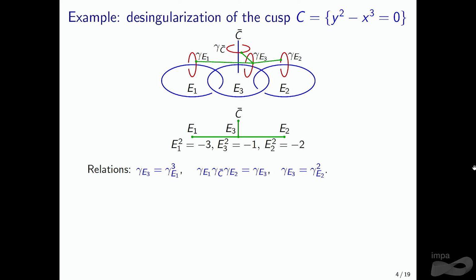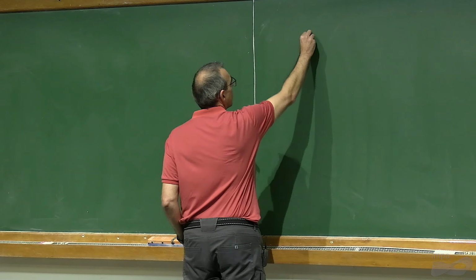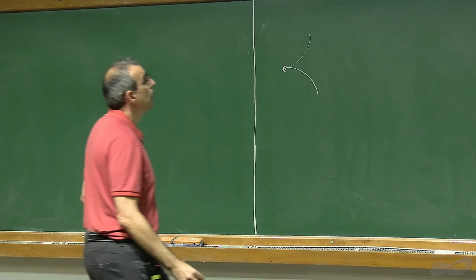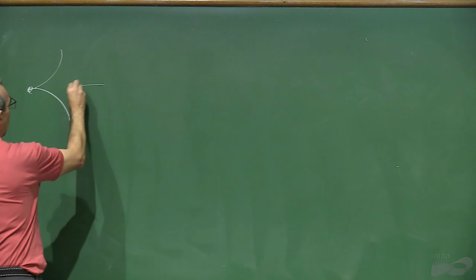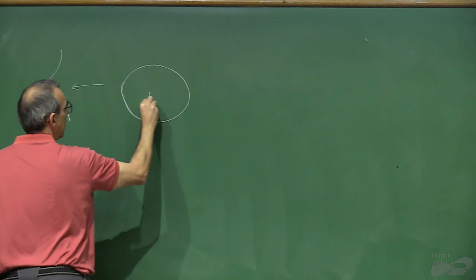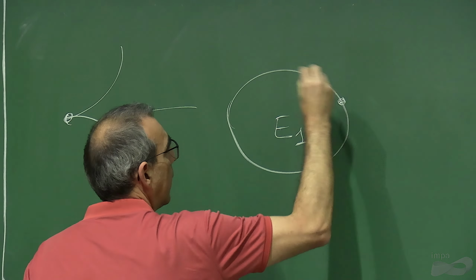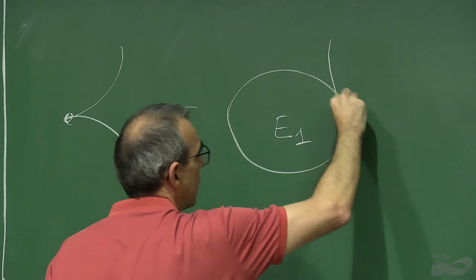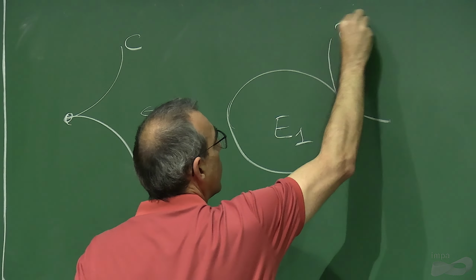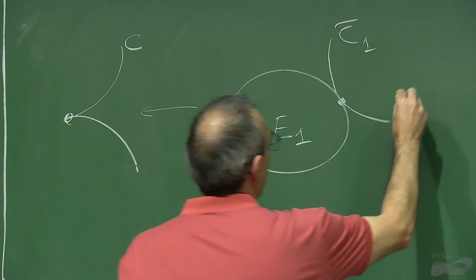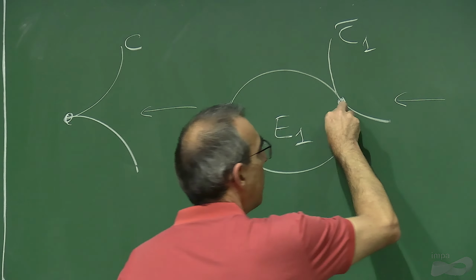So let us consider an example. It is the case of the cusp, y^2 equals x^3, and we make a first blow-up. We obtain an exceptional divisor E1, and then here we obtain a point and the strict transform of the cusp. We make a blow-up of this point.